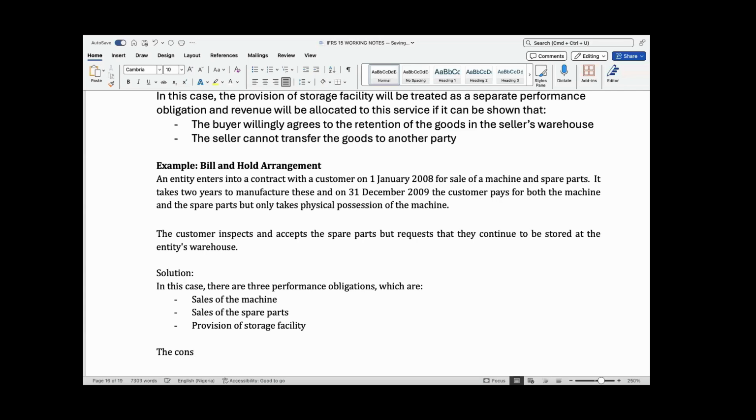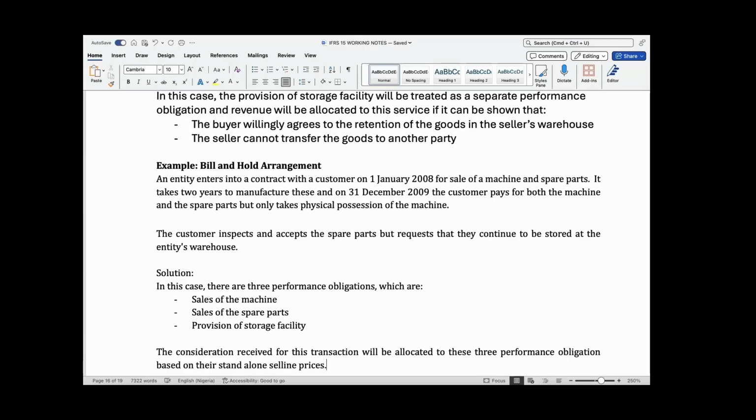So the consideration received for this transaction will be allocated to these 3 performance obligations based on their standalone selling prices. So we're going to allocate the performance obligation to this transaction based on their standalone selling price. And that's the whole idea behind bill and hold.